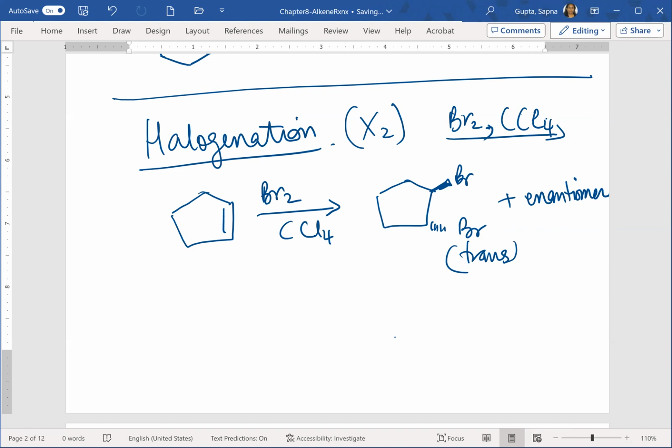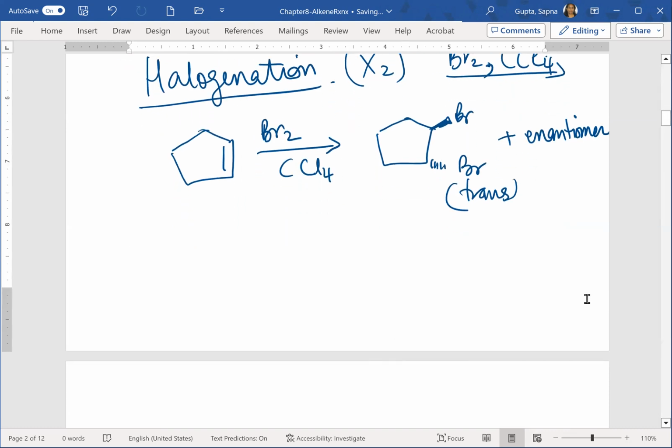So what is happening here? To understand why we're getting trans, you have to know the mechanism a little bit. So here I will explain just a little bit of the mechanism. This one you don't have to memorize if you don't want to, that's fine. Because it's important to know what kind of product you're forming, but not so much the mechanism.